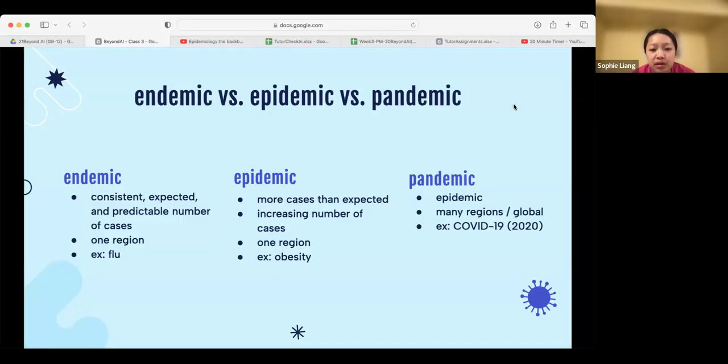Next is epidemic, which is more cases than expected, and the number of cases increases. So there's more cases. And this is still in one region, and one example of this is obesity. Then finally, we have the word pandemic, which is like an epidemic, except it's in many regions or it's global. And one example of this is the COVID virus in 2020.